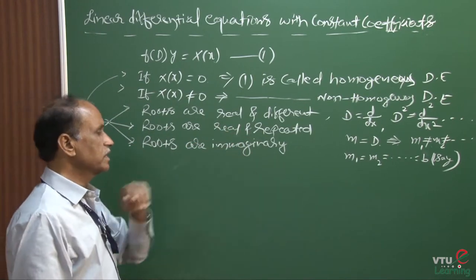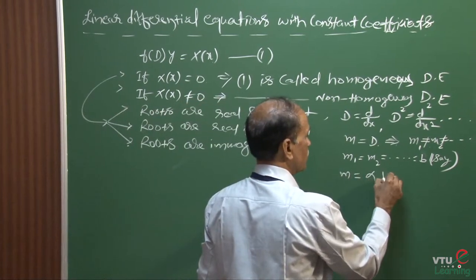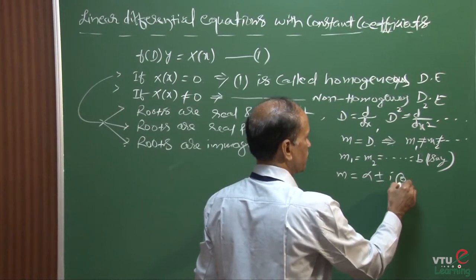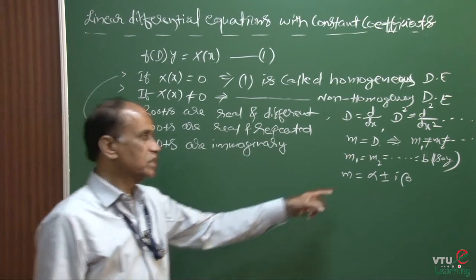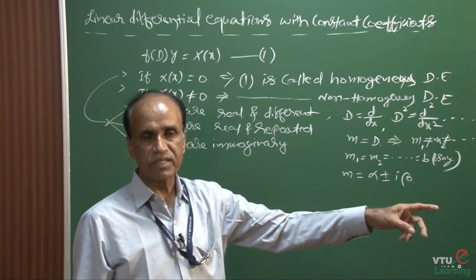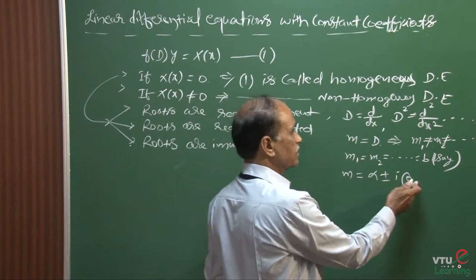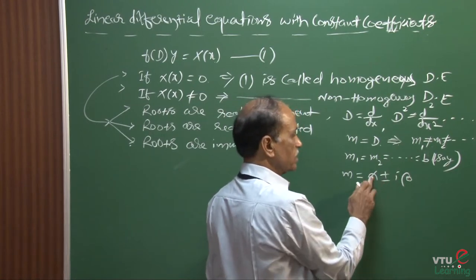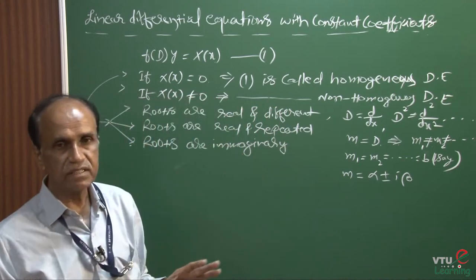Then roots are imaginary. Suppose we have m equal to alpha plus or minus i beta, this is called imaginary roots. That means alpha is the real part and i beta is the imaginary part. Then we will write two roots: alpha plus i beta, that is the exponent, and alpha minus i beta in the second term.